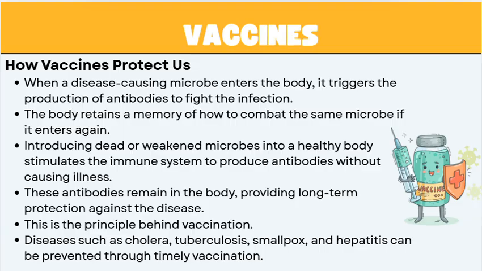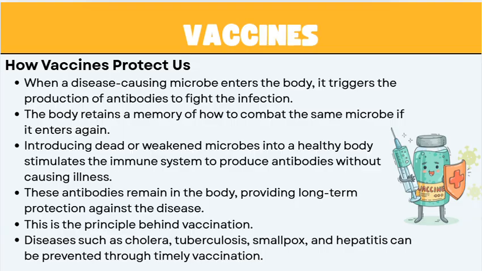The body retains a memory of how to combat or how to fight the same microbe if it enters again. So, introducing a dead or a weakened microbe into a healthy body stimulates the immune system to produce antibodies without causing illnesses. These antibodies remain in the body, and what they do is they provide long term protection against this disease. This is the main principle of vaccination.